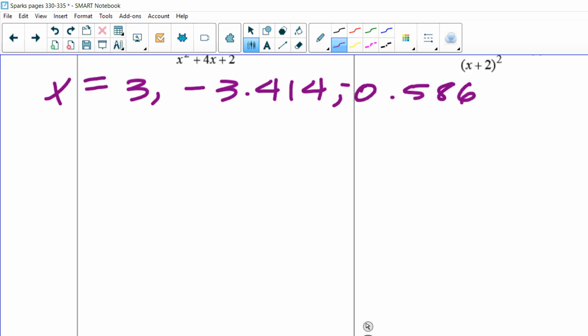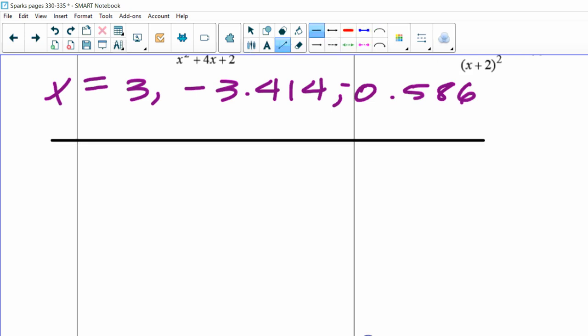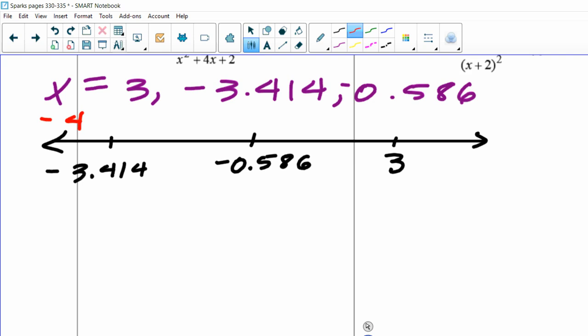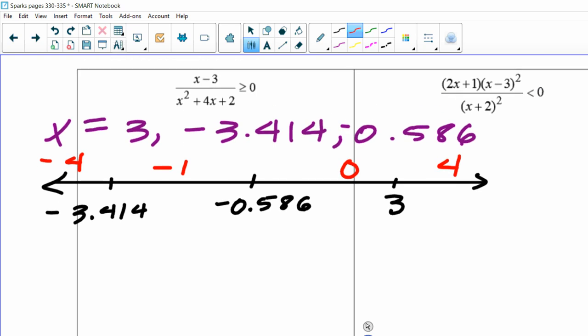Put those on a number line. -3.414. Now we're going to take each of the numbers I've got in red and plug them into the original, because we couldn't factor the denominator.